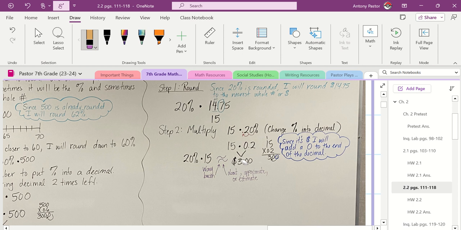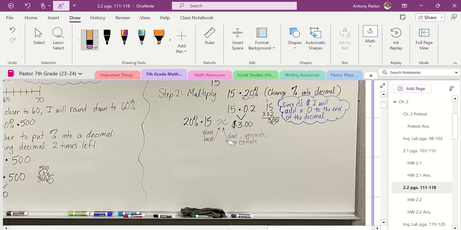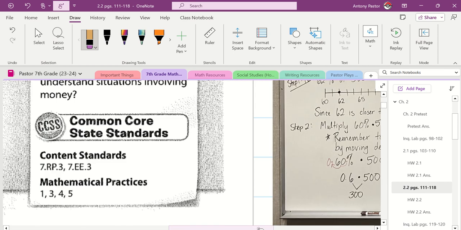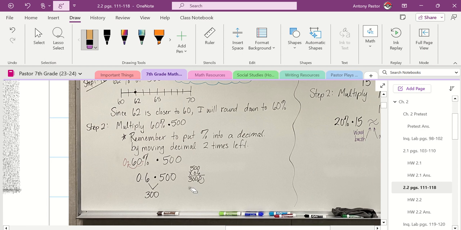And remember that you have to put the wavy bacon, the estimate symbol, because we are rounding. We are estimating this. So every answer should be about. I don't know if I did that in the last example. So we should be putting about.